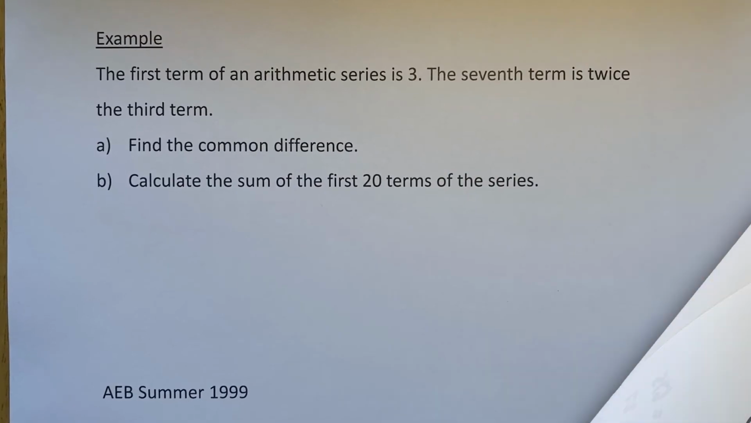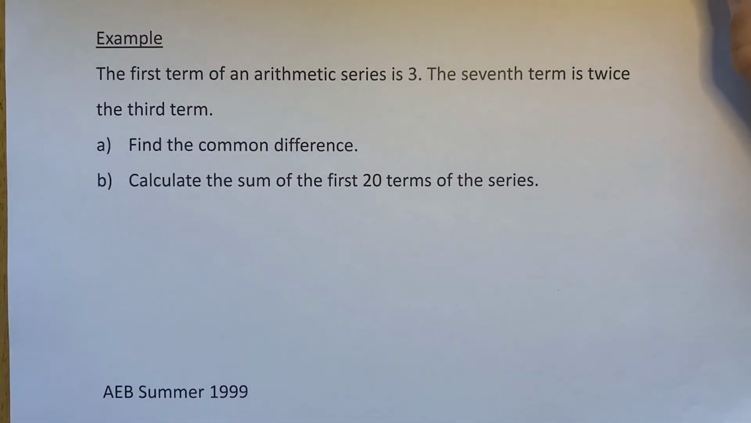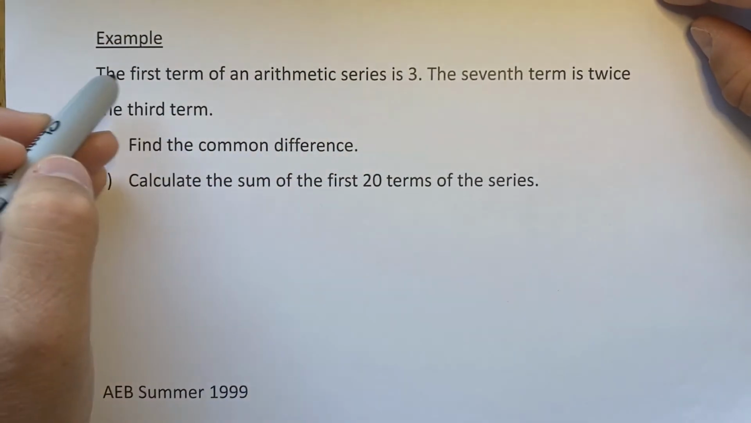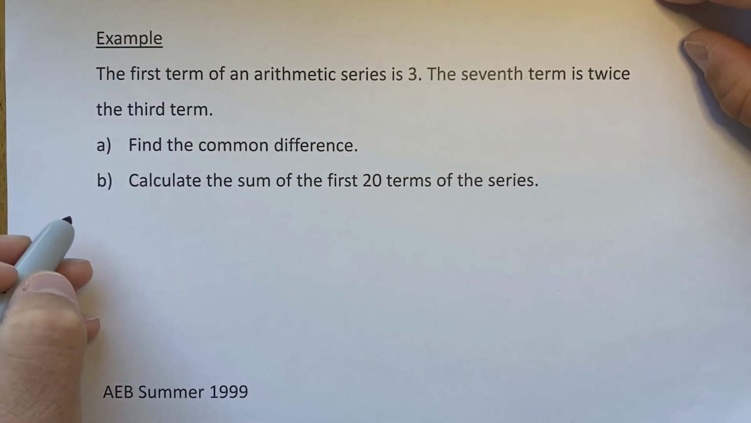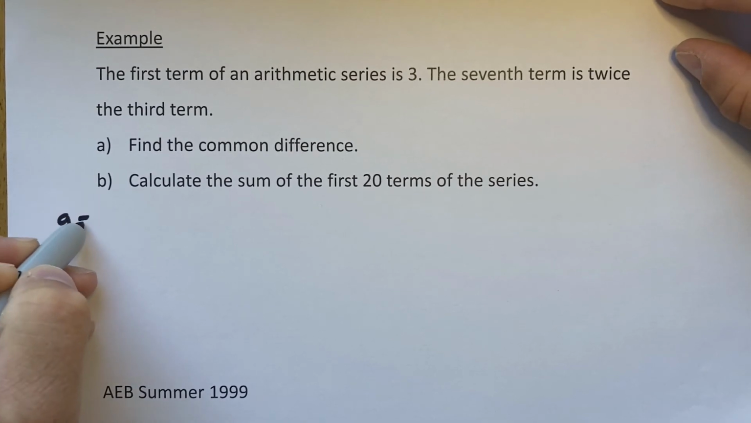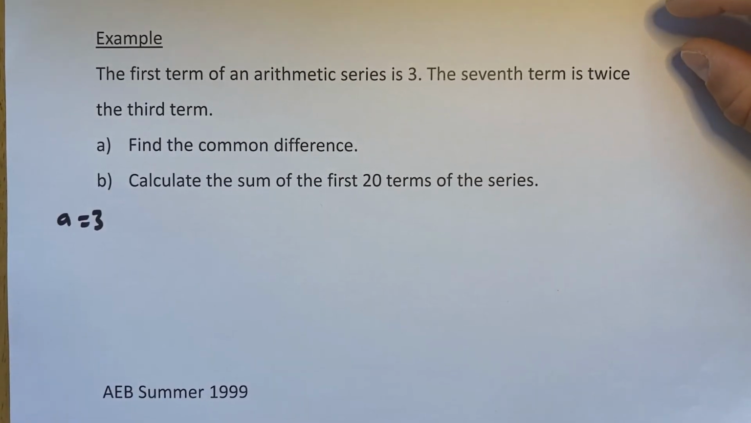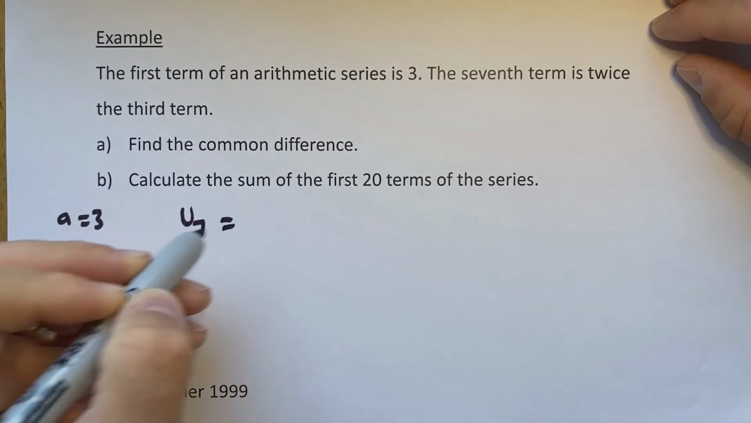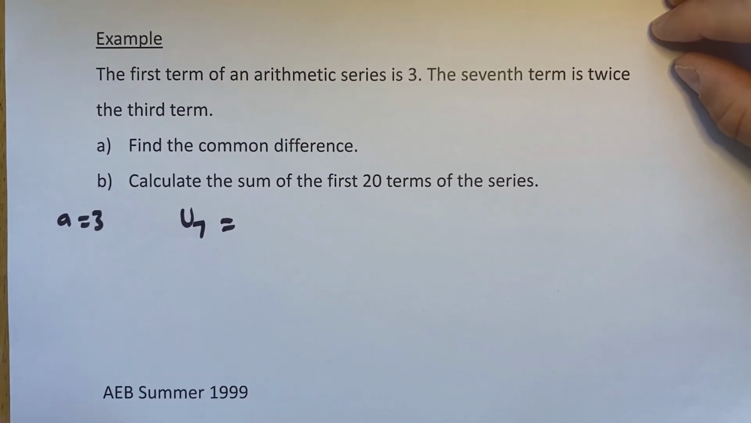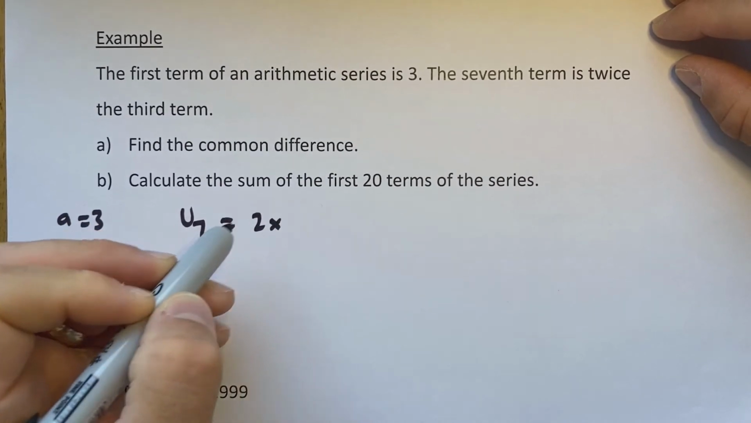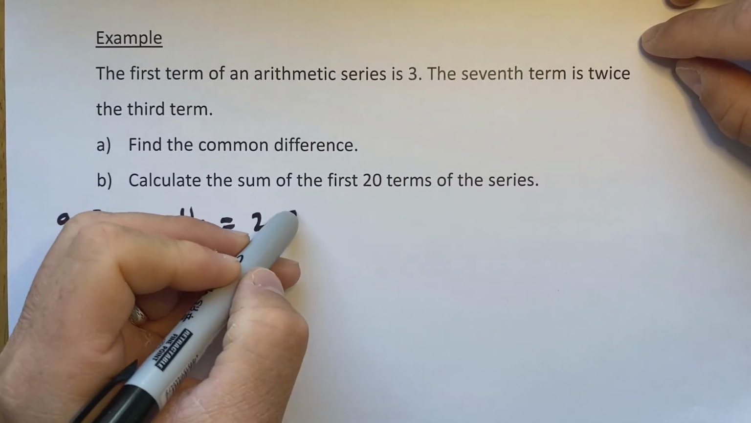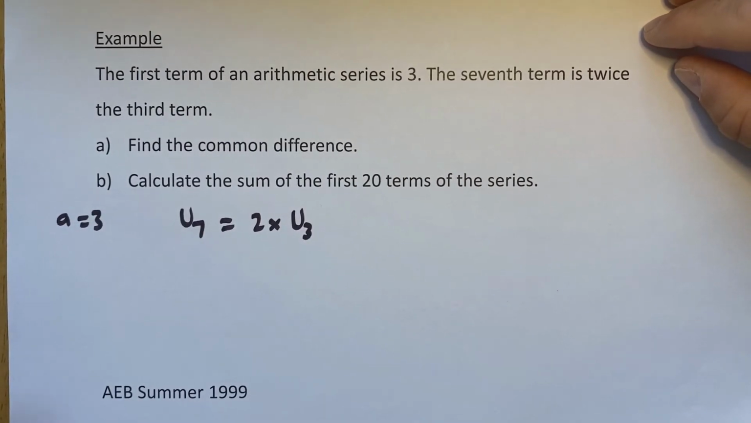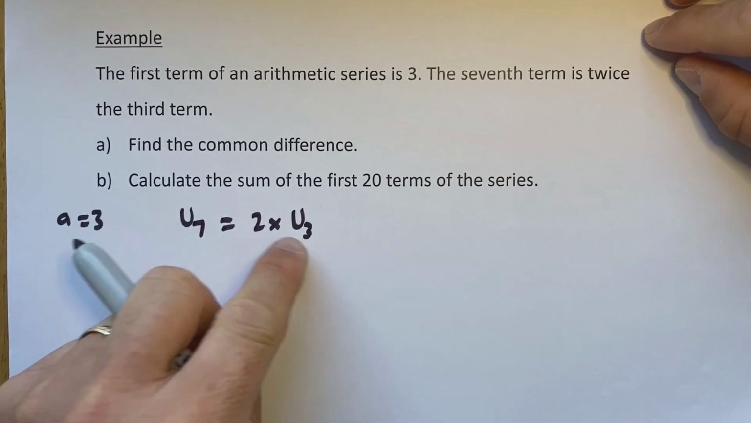Done. Finish off. This is a question that was set in the 1990s, which uses everything that I've just shown you. It actually starts off the same sort of format as an earlier example where they tell you that a is equal to 3. We're told that the 7th term is twice the 3rd term.